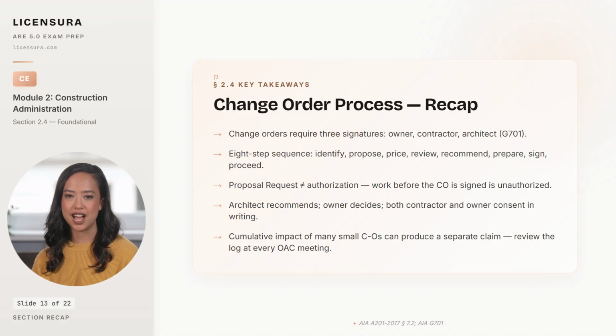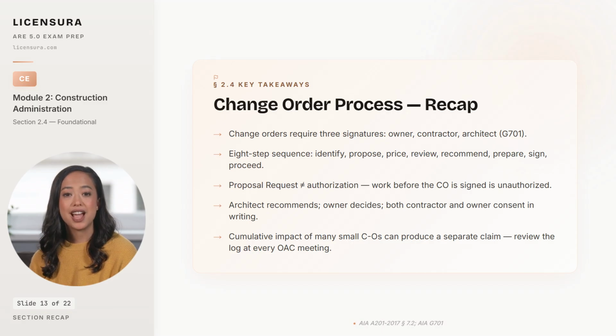Proposal requests are not authorizations to proceed. They are requests for pricing, and contractors who treat them as directives perform unauthorized work that the owner can refuse to pay for. The decision authority sits with the owner, the recommending authority sits with the architect, and the pricing and time impact come from the contractor. And the exam tests whether you can place each one in the correct lane.